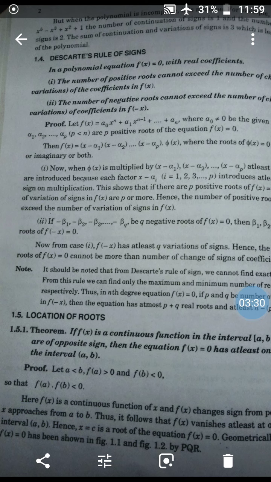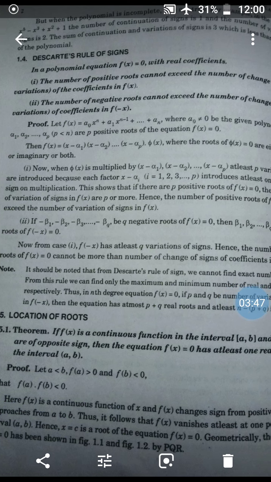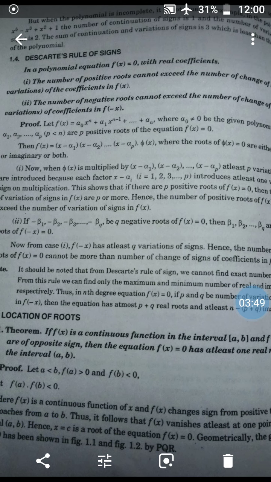We will have to prove these results. So for example, let f(x) equal a polynomial of nth degree, that is a_0 x^n + a_1 x^(n-1) + ... up to a_n, where a_0 is not equal to 0 because this is the leading coefficient, and we take this as a polynomial of degree n.